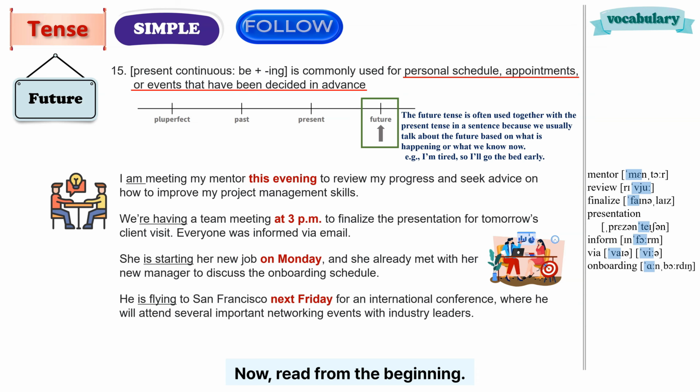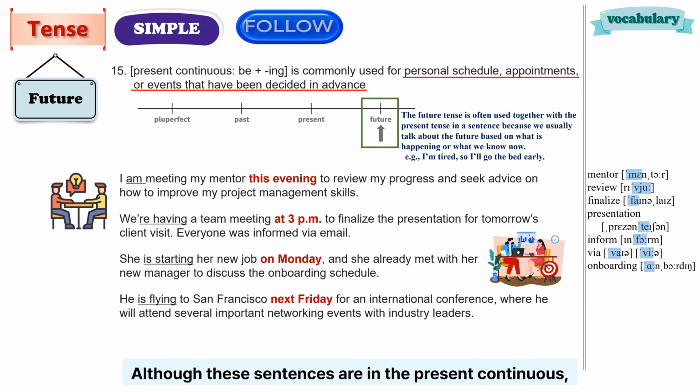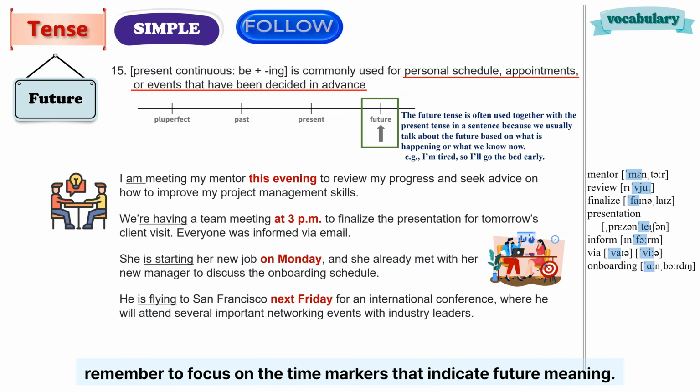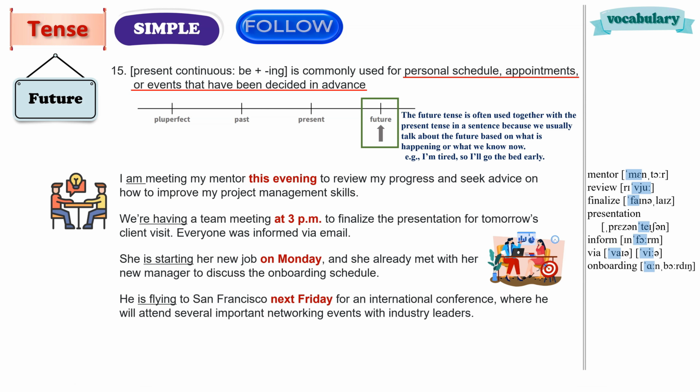Now read from the beginning. Although these sentences are in the present continuous, remember to focus on the time markers that indicate future meaning. I am meeting my mentor this evening to review my progress and seek advice on how to improve my project management skills. We're having a team meeting at 3 p.m. to finalize the presentation for tomorrow's client visit. Everyone was informed via email.